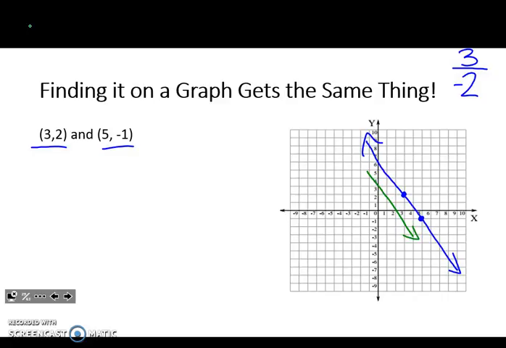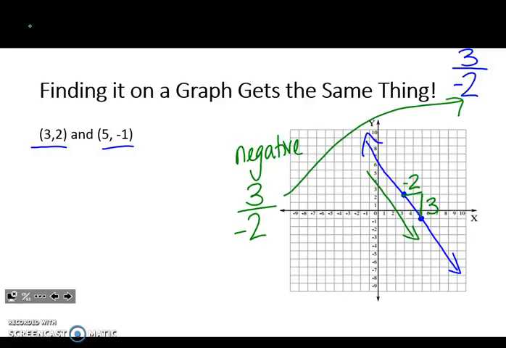So the first thing I notice is it's negative. And then if I find the slope from a line, I count rise and I count run. So rise is 3 and run is negative 2. And that's the exact same answer that we got when we used the slope formula and we calculated it. It works every time.